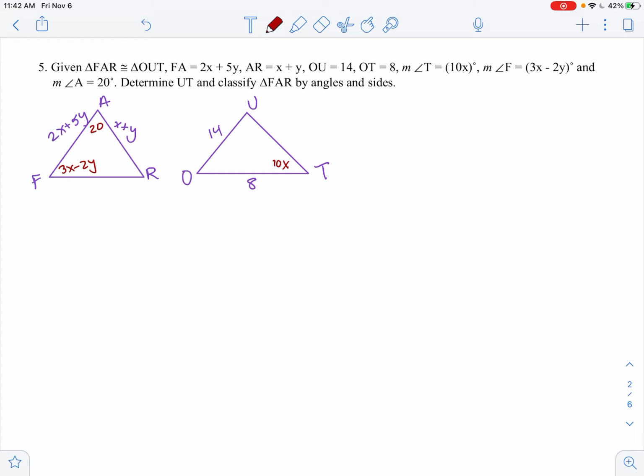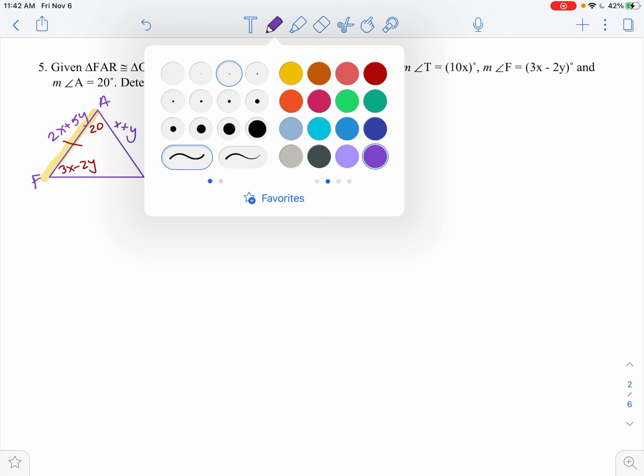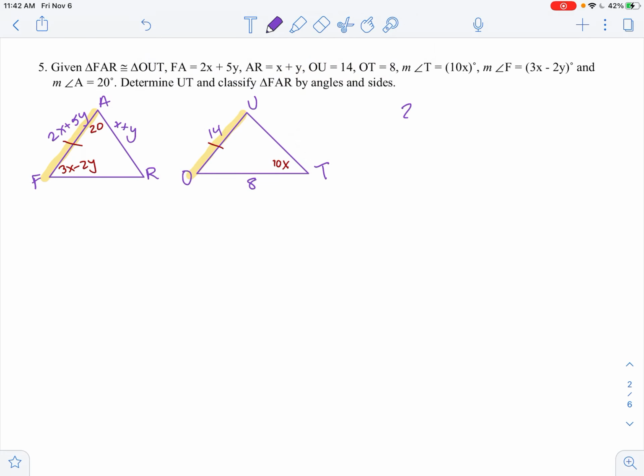So I need to find x and y first. So I need to identify which parts of my triangle are corresponding. So I know FA and OU correspond, which means they are equal. So I can set up one equation that says 2x plus 5y equals 14.